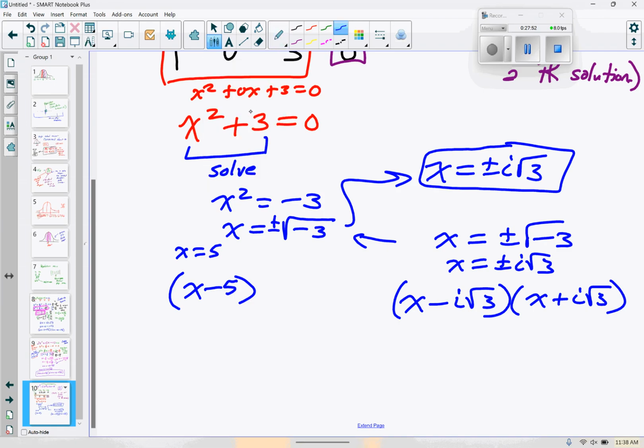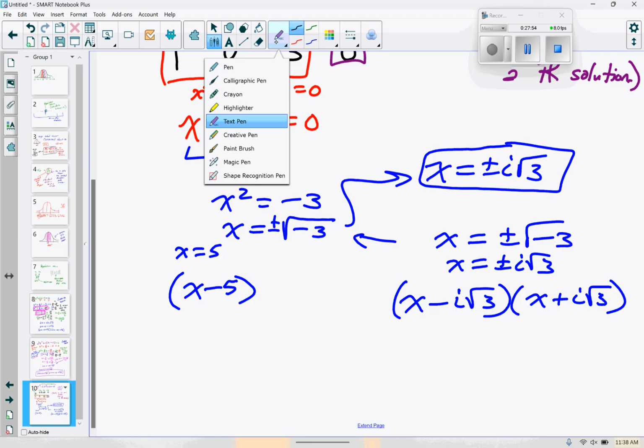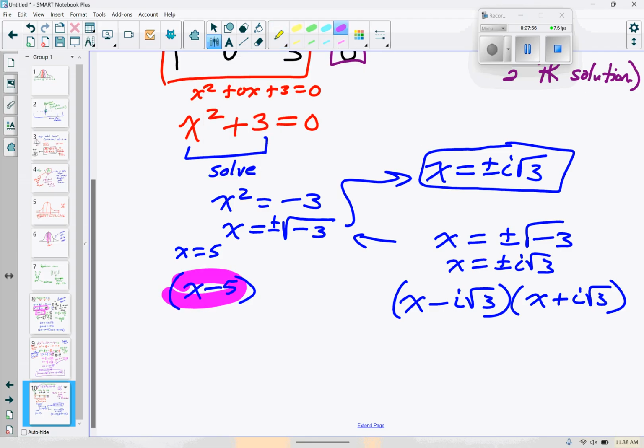And here's the factored form of it. This and both of those. Imaginary numbers come in conjugate pairs. Conjugate pairs meaning that they look like the same two binomials, but they have separate signs. So that's how you factor number 16.